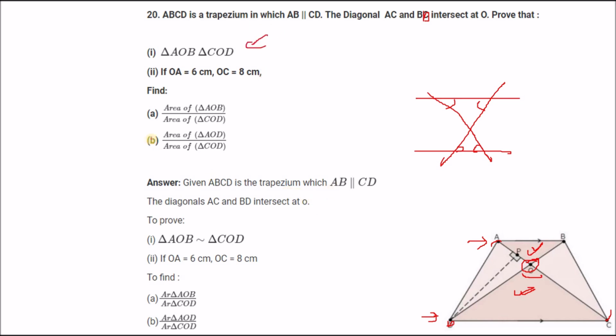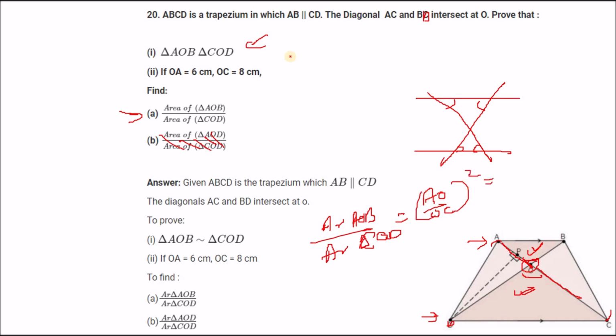Now we have to find out the area of AOB by COD. So area of triangle AOB by area of triangle COD, which is the one below, will be equal to what? See, we are taking the corresponding sides because these two are similar. So AO, the above one, by OC, whole square. We are taking the corresponding sides.